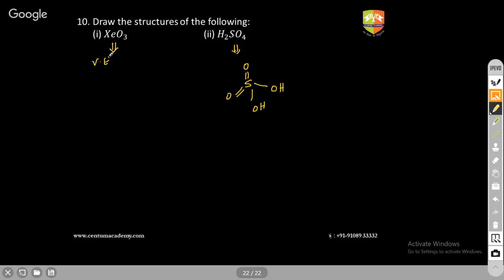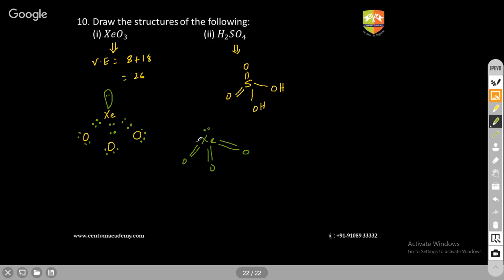Number of valence electrons, right? So how many valence electrons do we have here? 8 plus 18, that is 26. So now the central atom is Xe, and we have 3 oxygen, O, O, O. And we'll put one bond pair of electrons here. I'll just draw it simply. 4, 4, 4. We have 2 lone pairs here, 2 lone pairs here, and 2 lone pairs here. So we'll have 24 total, and 1 lone pair we'll have here in this orbital. The structure of this will be double bond O, double bond O, and double bond O with 1 lone pair here. Understood?